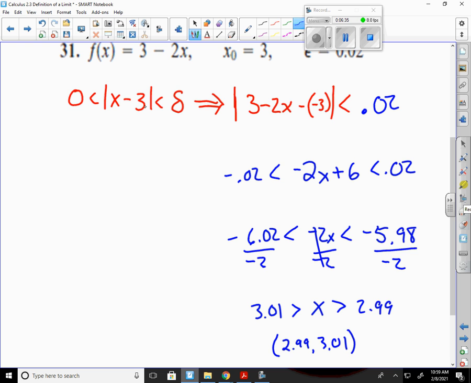I'll bring it up here. Whichever one is closest to 3. In this case, they're both 0.01 away from 3. So if I just plug those values in, 2.99 minus 3, my absolute value here gives me 0.01, because this would be negative 0.01. Absolute value makes it positive. That's my delta. If I plug 3.01 in, I get the same thing.